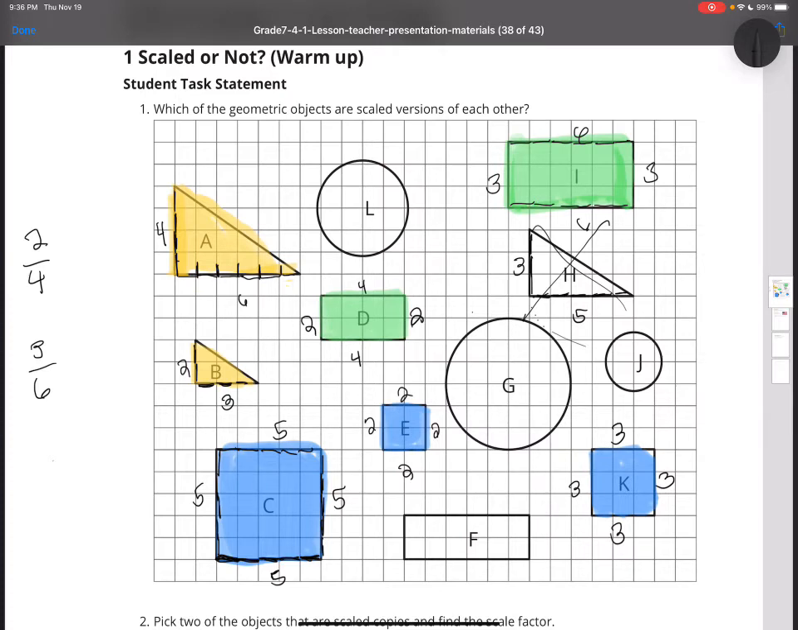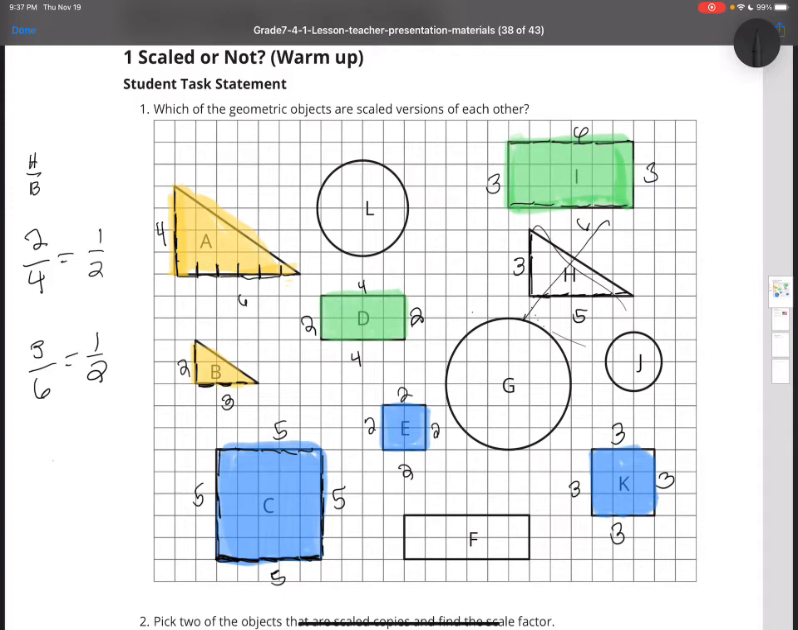Okay, because what I have is basically their height over base, and the base would be 4 for D, and the base would be 6 for I. 2 would be the height for the D, and 3 would be the height for I. And this one will simplify to 1/2. When it simplifies to 1/2, they're both equal to 1/2. Therefore, this is a scale copy.